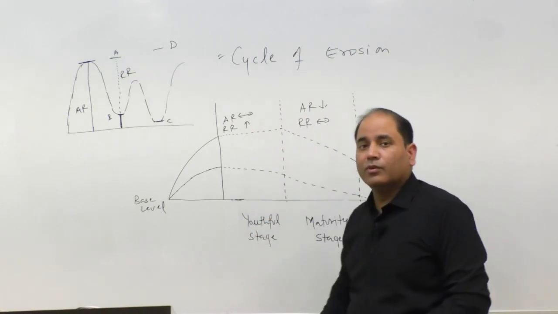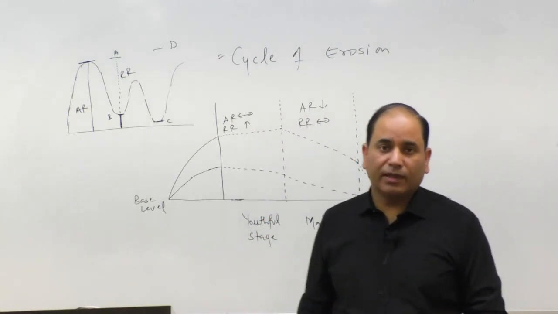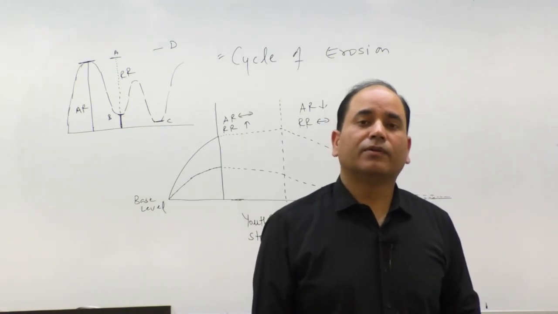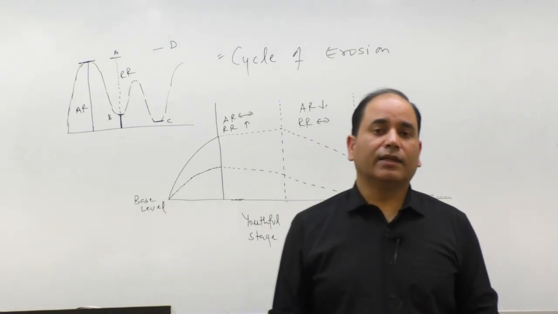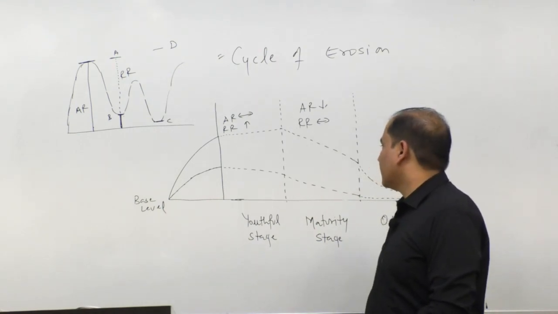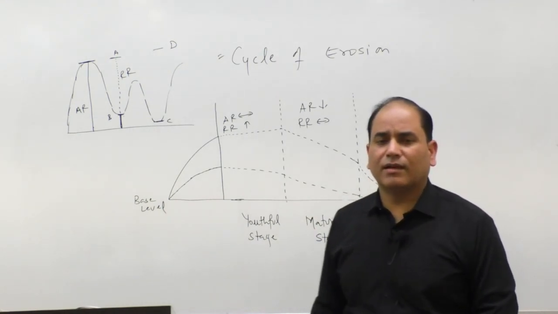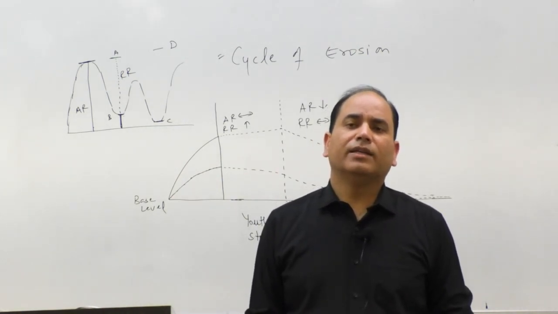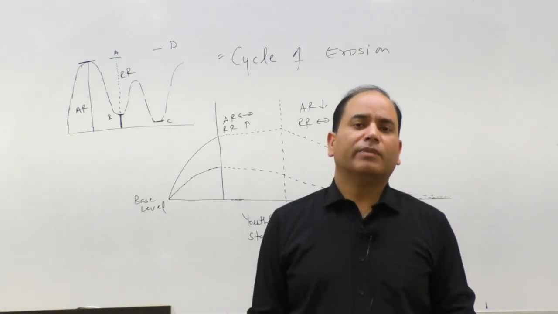Later on, both erosion and deposition will happen. So the mountain height will decrease. Valley height will also decrease. So ultimately the relative relief will be more or less the same. In the last stage, erosion has almost ceased because most of the mountains have been eroded. The valley floor has reached the base level.